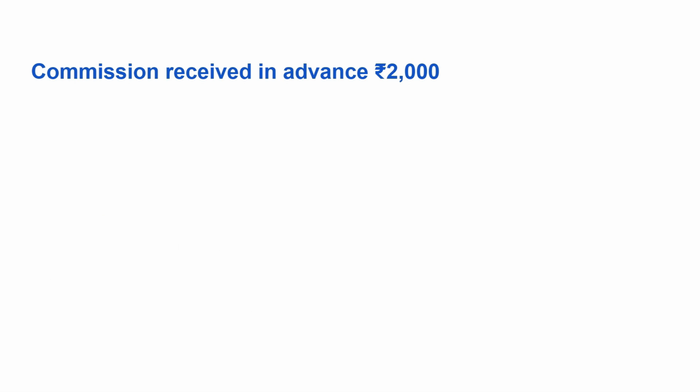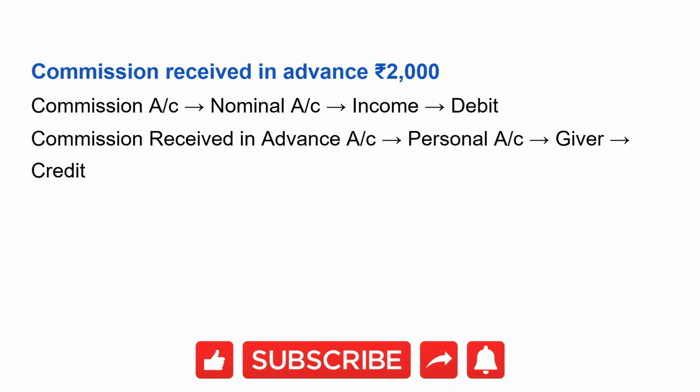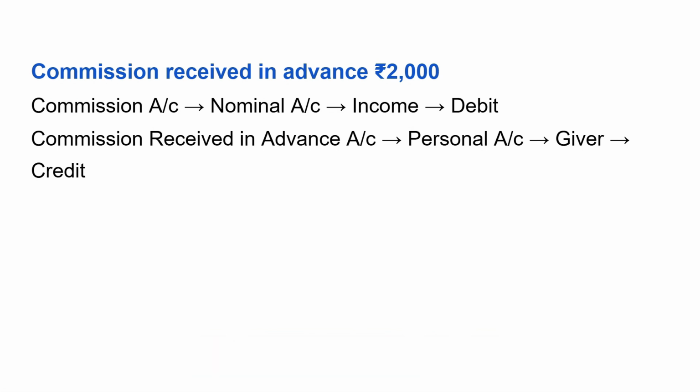commission received in advance 2000 rupees. Here the two accounts affected are commission account and commission received in advance account. Commission account is a nominal account. Why? Because it is income, so it is debited. And commission received in advance account is a personal account. And it is the giver, so it is credited. Why? Because it is unearned income.